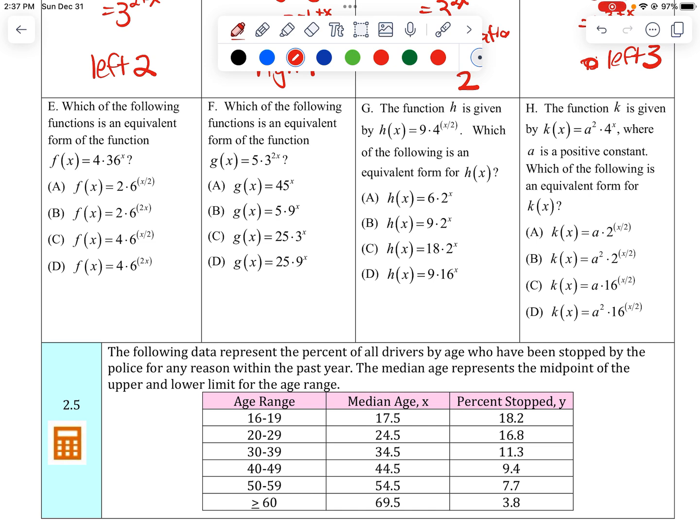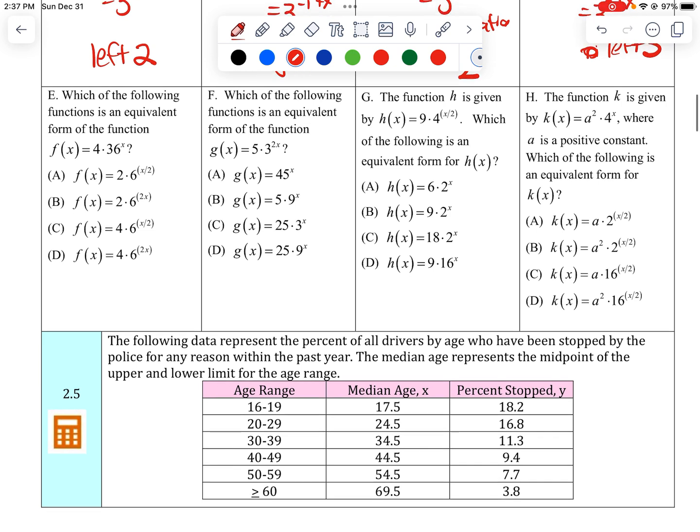Which of the following is equivalent here? Okay, so 4 times 3 to the x. Well, let's see. This has a 2, so it can't be that one. So we still have to have that 4. So it's got to be one of these. And let's see. This one can be 4 times 6 squared to the x, right? So that's 4 times 36 to the x. So it's this last one.